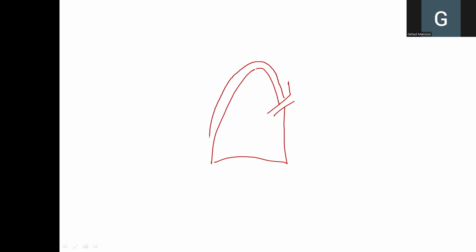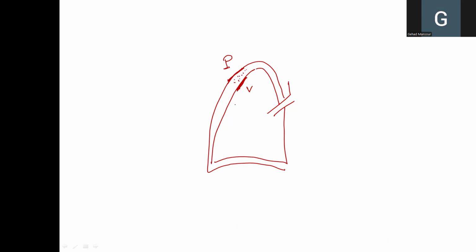Now, if this is the lung, one of the lungs, say for example, the right lung, and these are the two layers of the pleura around the lung, the visceral layer that is in contact with the lungs, and the parietal layer that is in contact with the thoracic cage from inside, or lining the thoracic cage from inside, and this is the fluid that is between them.